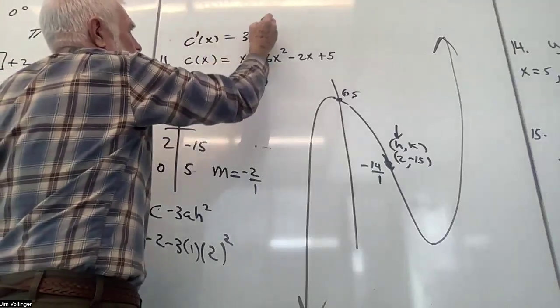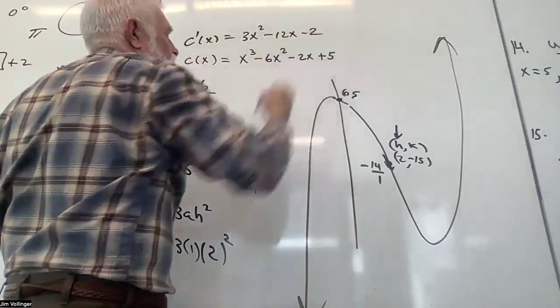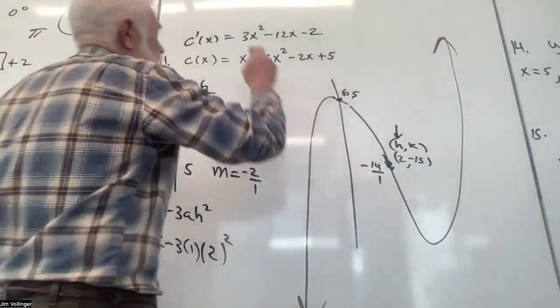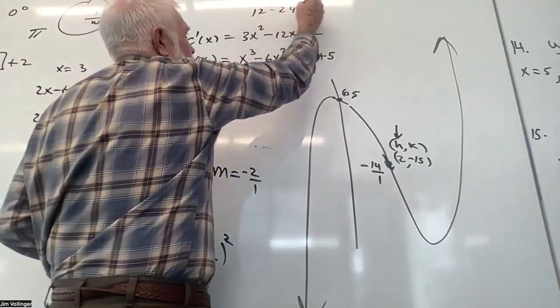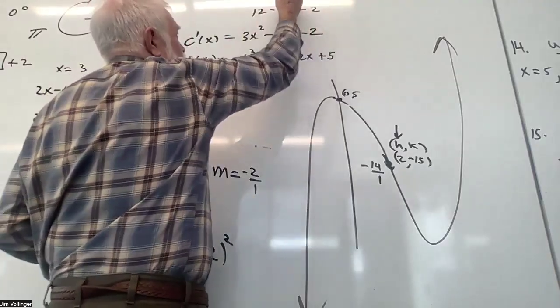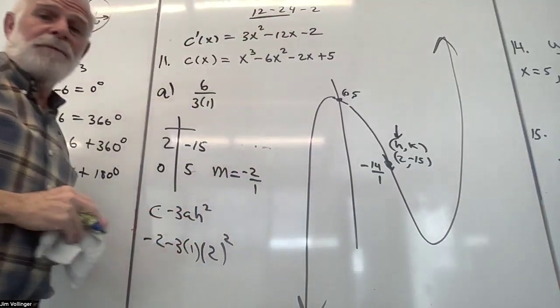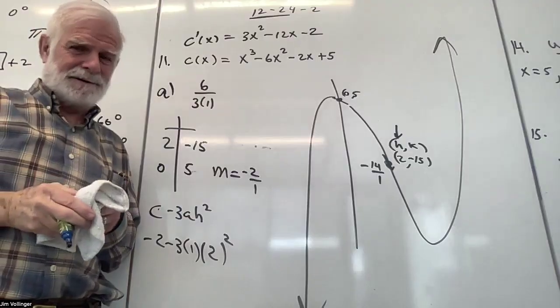That changes according to that. And if you put in a 2, we should get negative 14. So let's put 2 in. 12 minus 24 minus 2. There's your negative 14. And I hope you see a relationship there that makes some sense to you with what we've done thus far, right?